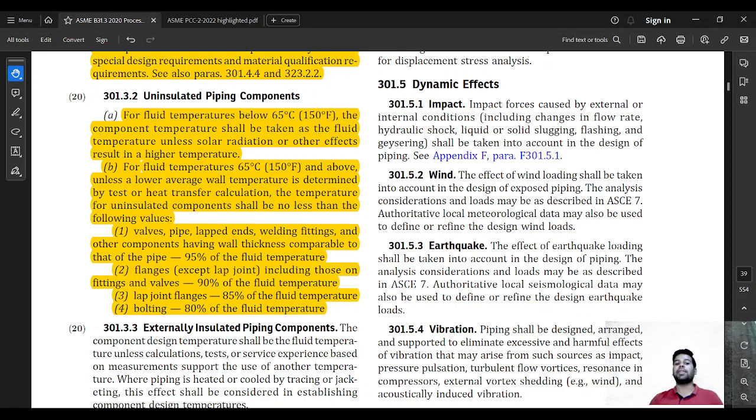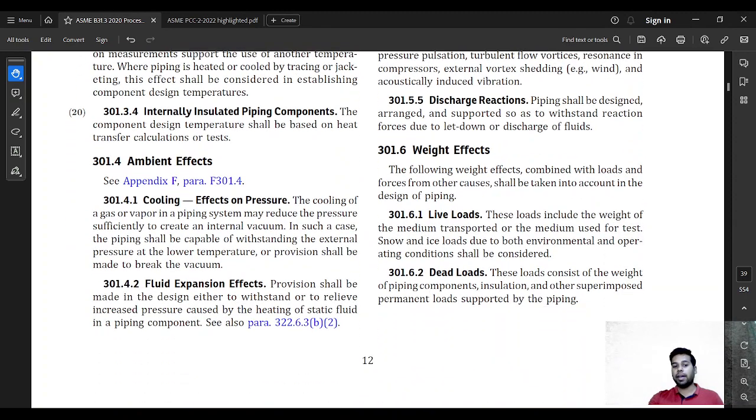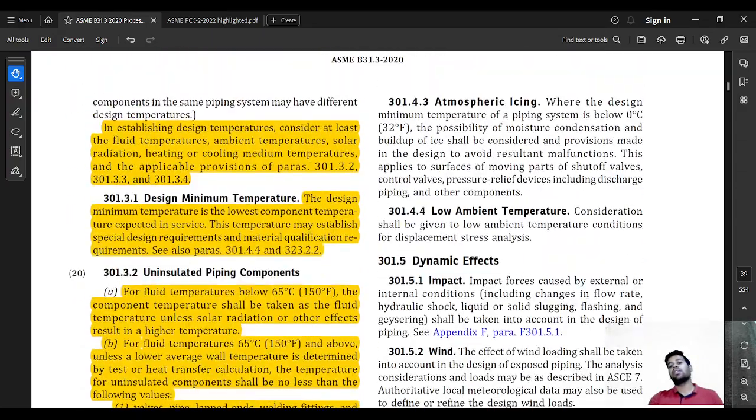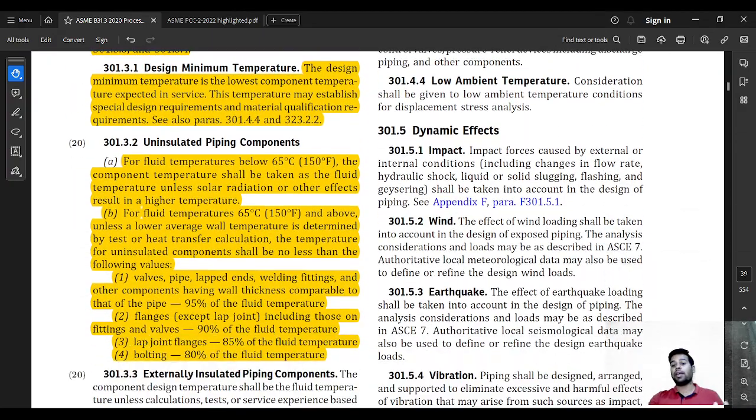These are generally the temperatures for the different attachments that you are going to attach to your main piping system. The main piping system will generally be considered as 100% of the temperature, and all the attachments are generally going to be lower than that. Externally insulated pipe, internally insulated pipes, ambient effects, cooling, effects of pressure, fluid expansion effects, atmospheric icing, low ambient temperature services, dynamic effects.